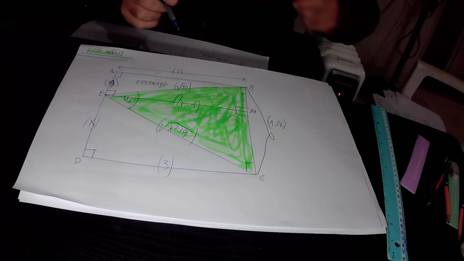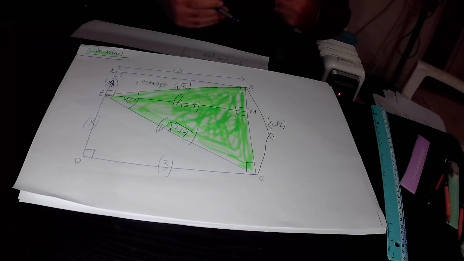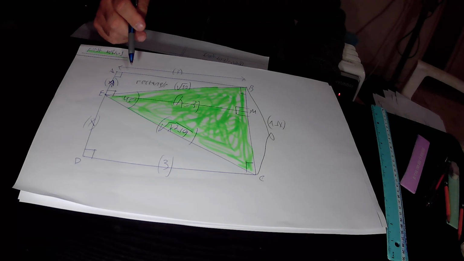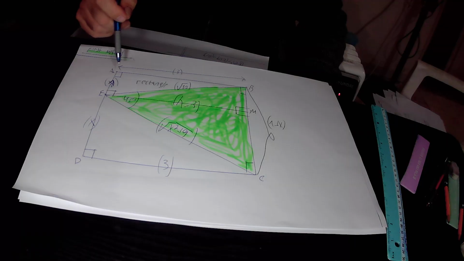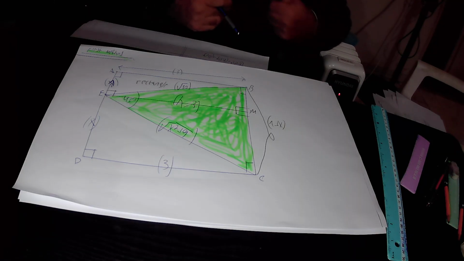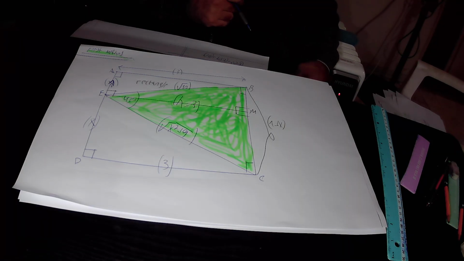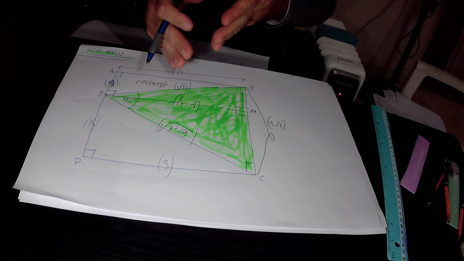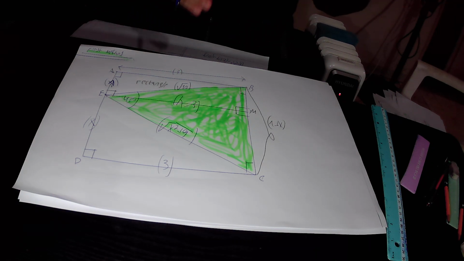Our task is to find out the area of this green shape. The green shape is actually a triangle, triangle EBC. Therefore, we calculate the area of this green triangle EBC by using two different methods, and then we will create equation 3 that says that the area of this green triangle according to the first method of calculation must be equal to the area of this green triangle EBC according to the second method of calculation.